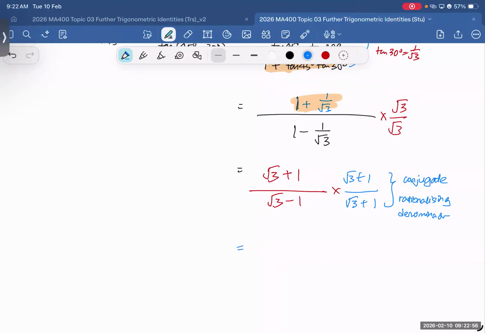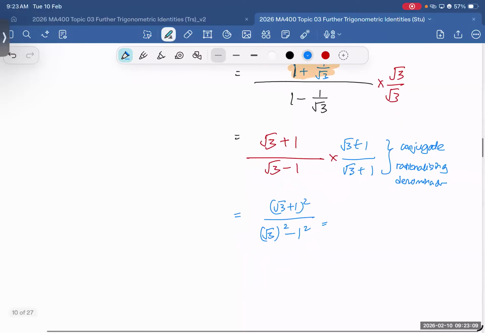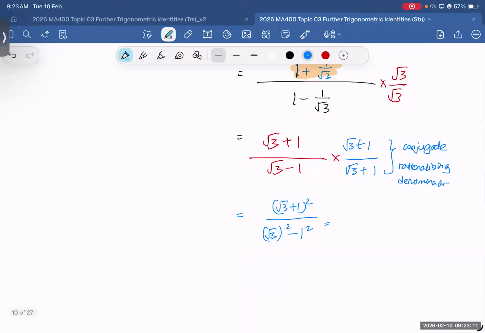On top you can see it's like A plus B bracket square. Below is like A square minus B square. A plus B bracket square is A square plus 2AB plus B square. Below, A square minus B square is just 2. So you have 4 plus 2 square root 3 over 2, which is 2 plus square root 3.